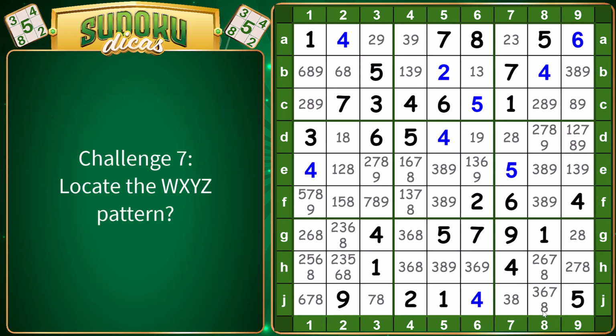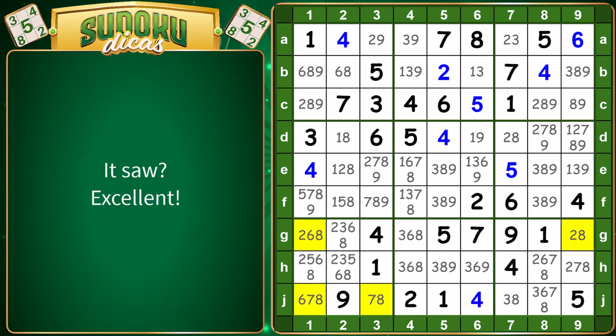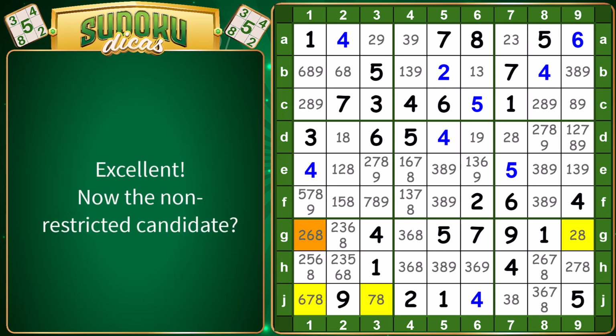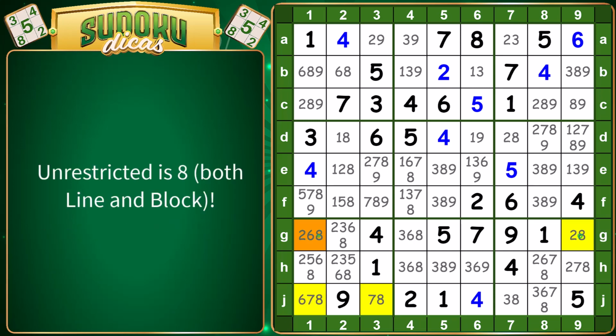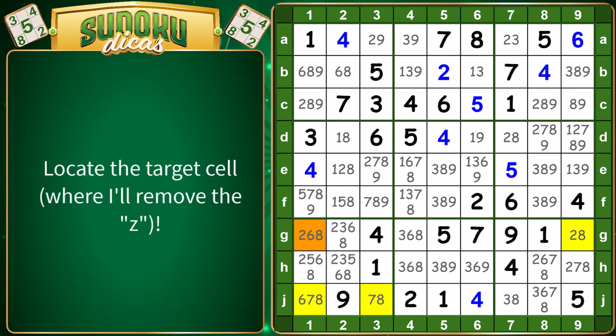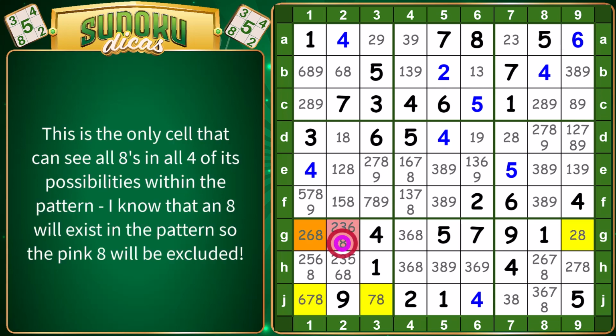Challenge 7. Locate the WXYZ pattern. Did you see it? Excellent. Find the fold cell? Excellent. Now the non-restricted candidate? Unrestricted is 8, both line and block. Locate the target cell, where I'll remove the Z. This is the only cell that can see all 8s in all 4 of its possibilities within the pattern. I know that an 8 will exist in the pattern, so the pink 8 will be excluded.